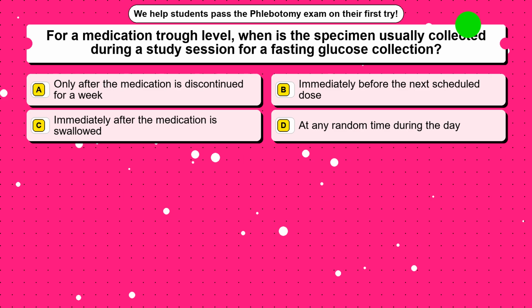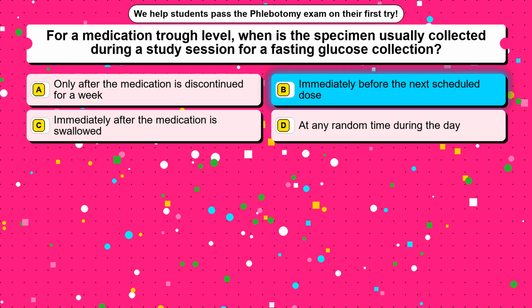Question 40. For a medication trough level, when is the specimen usually collected during a study session for a fasting glucose collection? Option A. Only after the medication is discontinued for a week. Option B. Immediately before the next scheduled dose. Option C. Immediately after the medication is swallowed. Option D. At any random time during the day.